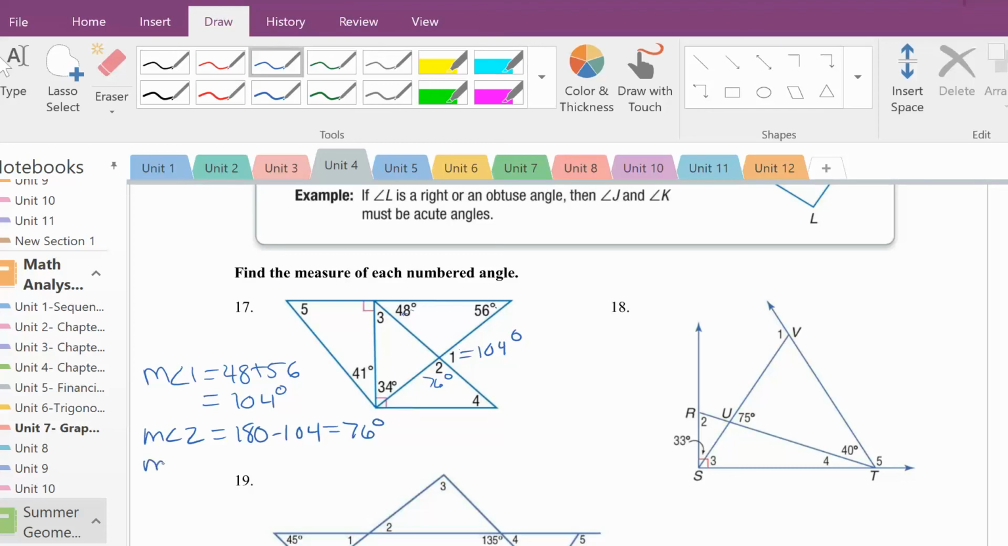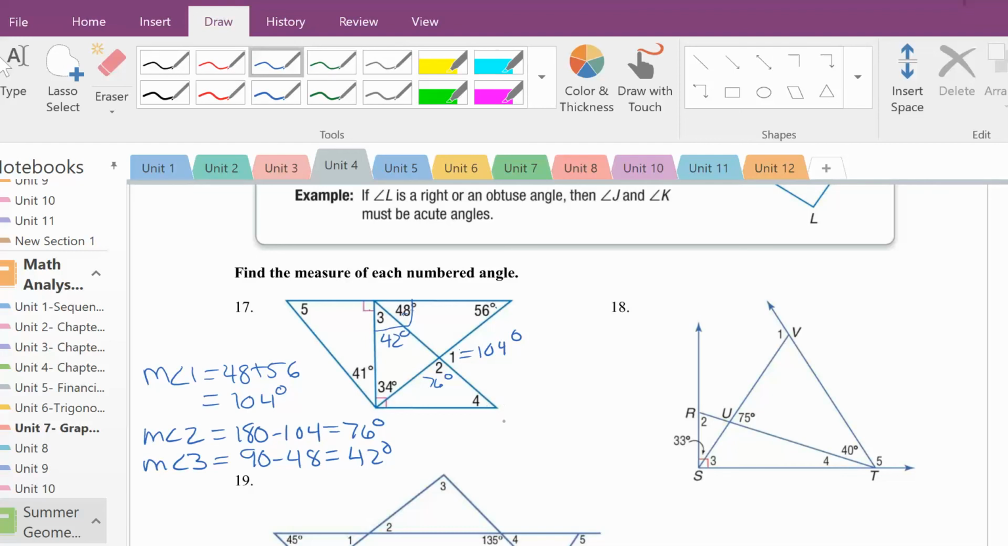The measure of angle 3, all right, well, angle 3, if you notice here, a couple things that you could do. Number one, if this is a right angle here, you know that this is a right angle, so angle 3 has to be 90 minus 48, which is 42 degrees.